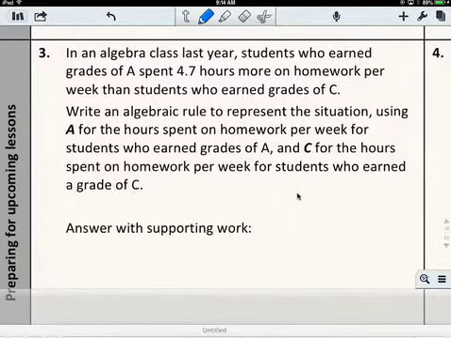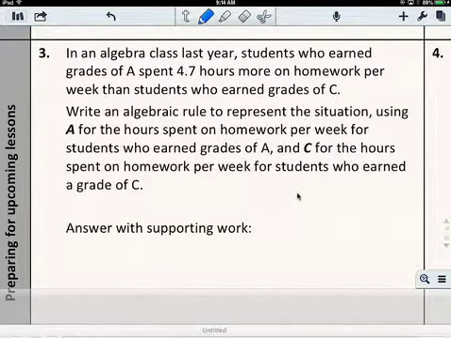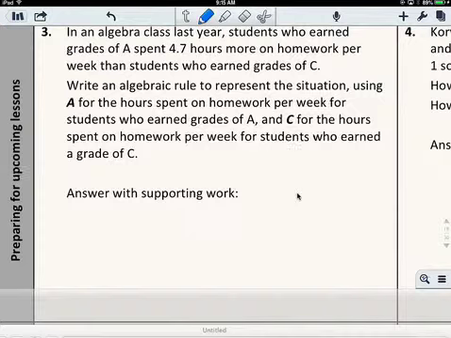Similarity means same ratio. In an algebra class last year, students who earned grades of A spent 4.7 hours more on homework per week than students who earned grades of C. Write an algebraic rule to represent the situation using A for the hours spent on homework per week for students who earned grades of A, and C for the hours spent on homework per week for students who earned a grade of C. Answer with supporting work.